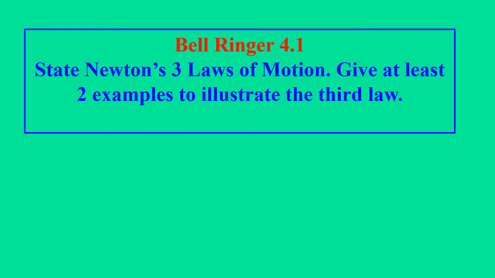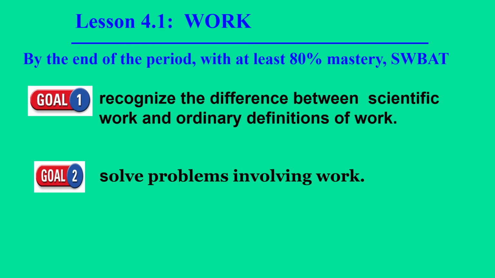At the end of the 5-minute period, discuss this bell ringer with the students. Lesson 4.1 Work. By the end of the period, with at least 80% mastery, students will be able to recognize the difference between scientific work and ordinary definitions of work, and solve problems involving work.